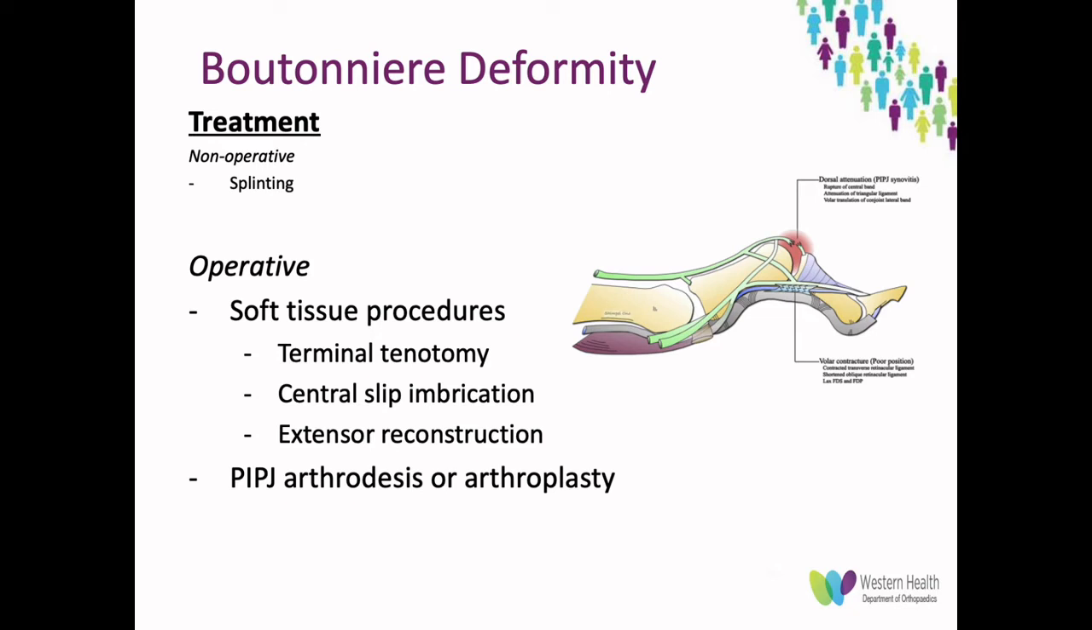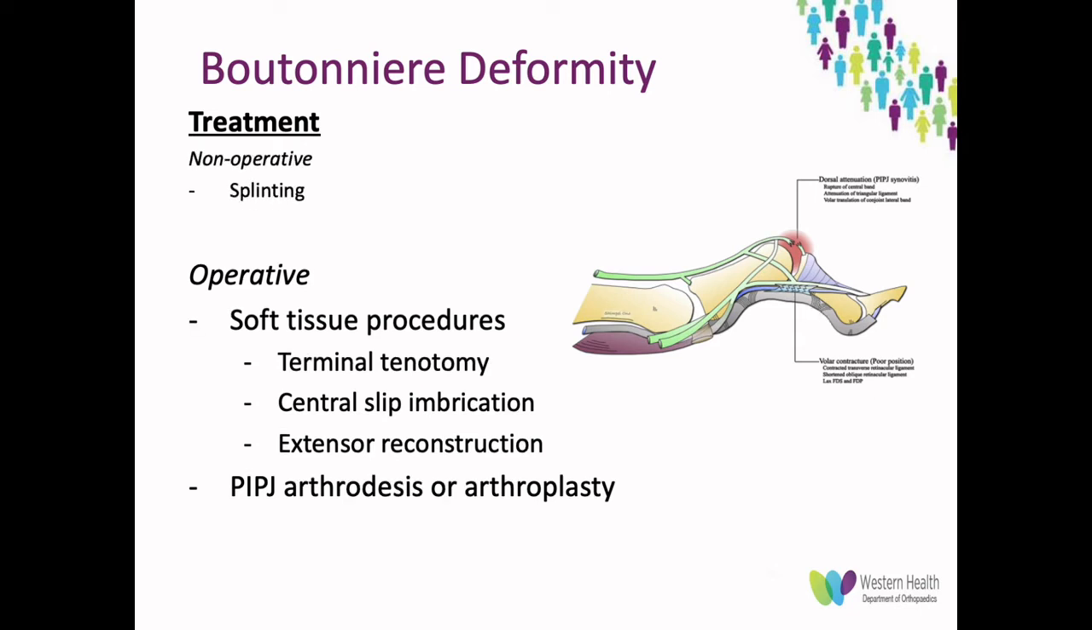So these can include extensor terminal tenotomy. This increases extension moment at the PIP joint to correct the deformity. The central slip can also be repaired or imbricated, but this can limit post-op flexion, and extensor reconstructions can be employed, but it's quite intensive with possibility of recurrent deformity in rheumatoid hands.